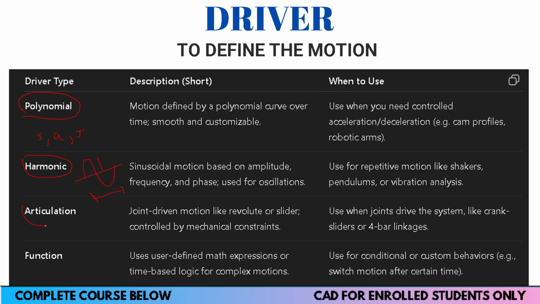Coming to articulation, you can just provide the driver or motion, whether it could be translatory or rotationary, to a joint here. The most common example here would be applying this driver to a 4 bar linkage, which we are going to do in this series. So you can apply the motion here or anywhere else on this joint, and this becomes a driver.